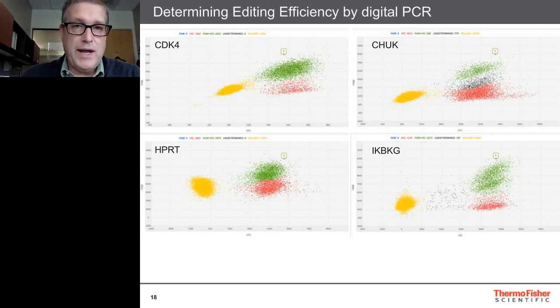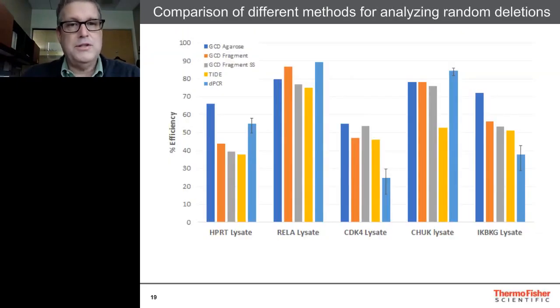So in this case here, we have this cloud of cells that were positive for VIC only, this cloud of cells that were positive for both VIC and FAM, and we have this cloud of wells which is unamplified. And by calculating the fraction that is positive for VIC only, as opposed to VIC plus FAM, we can get an idea about what the editing efficiency was. And then we did this basically for 4 different loci and calculated the editing efficiency by digital PCR.